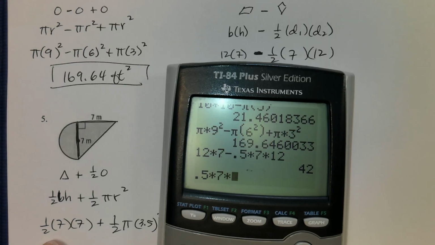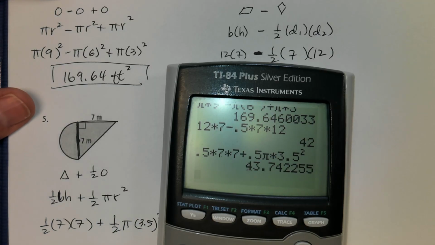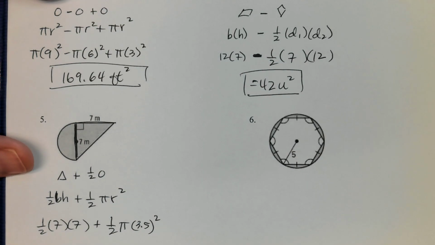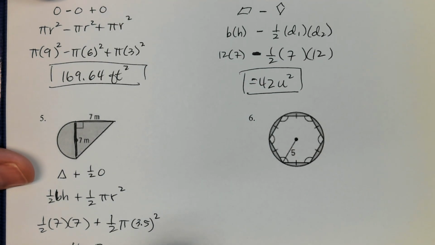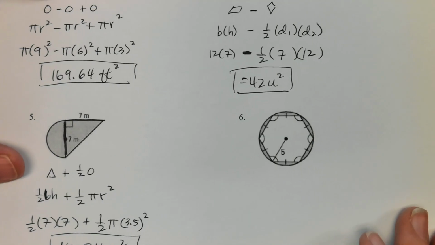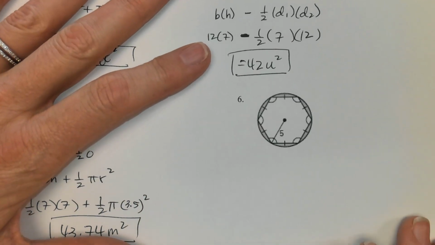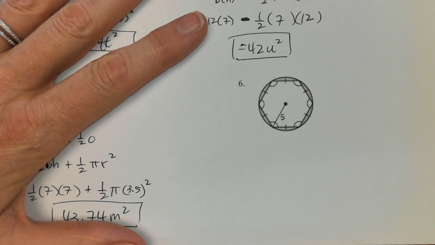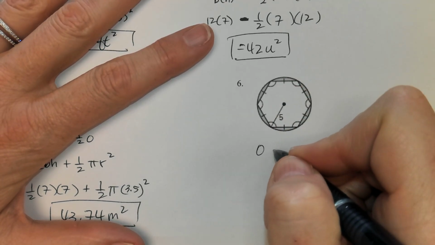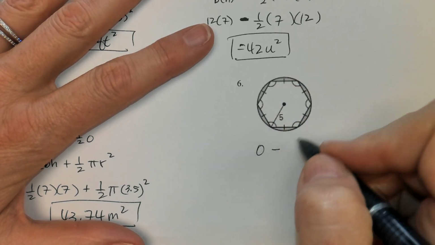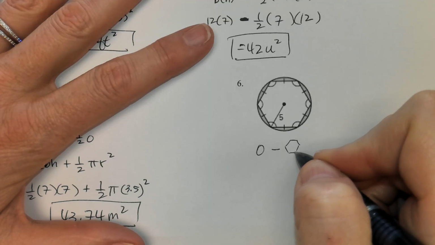So half of 7 times 7 plus half of pi times 3.5 squared. So about 43.74. And labels here, so meters squared. One more. We've been doing this kind with the polygons. So we've got on the outside, we've got a circle, and then we are going to minus and this is a 6 side, so a hexagon.